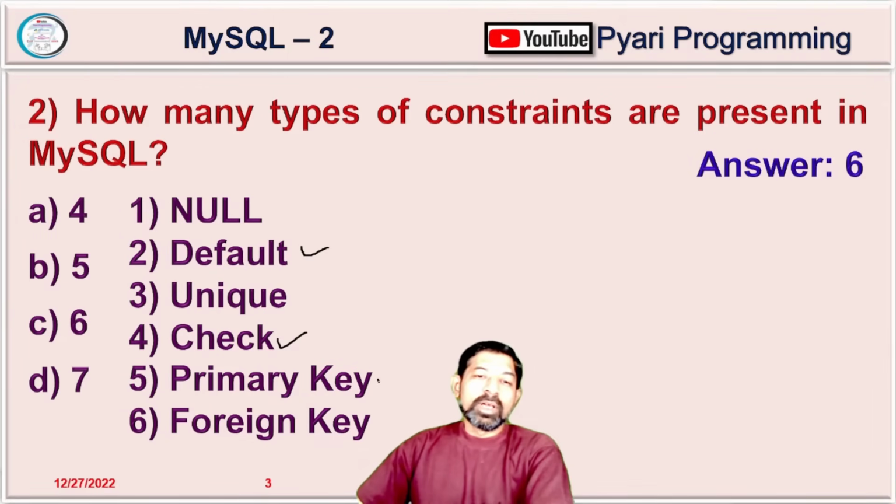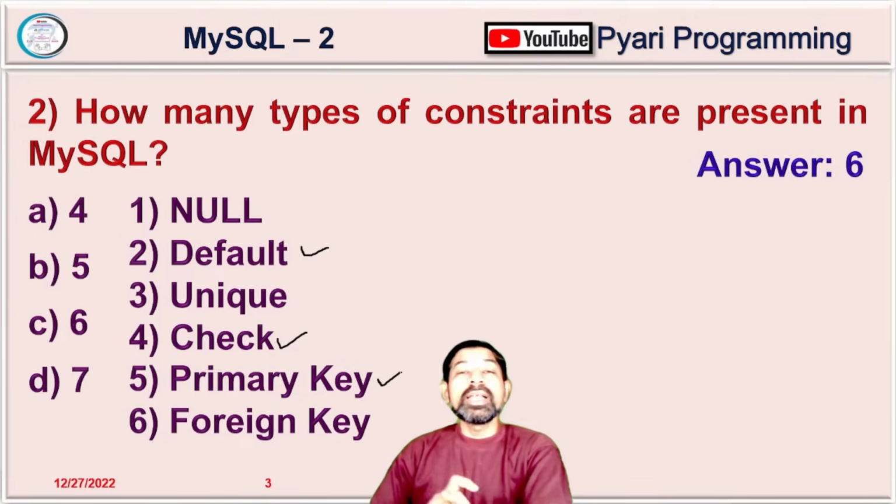And we are familiar with the primary key, which uniquely identifies each record in a table. And also, it allows me to generate a relationship between two tables.